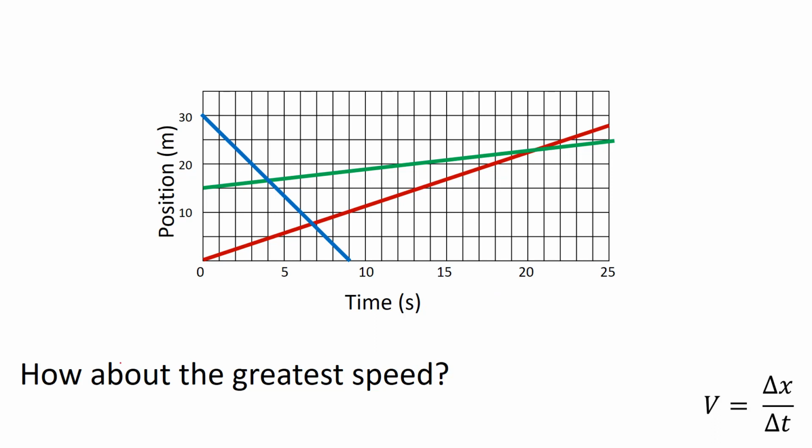Whereas speed, if you're asked, here's a new question, Mr. Holden, what's the greatest speed? So you're trying to look at greatest speed. Well, speed is a scalar. And for scalars, direction doesn't matter. It just includes the number and the unit.